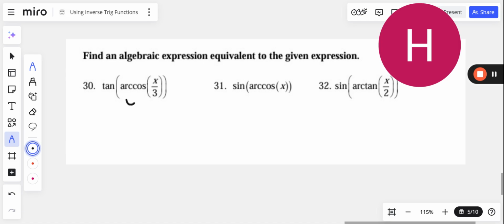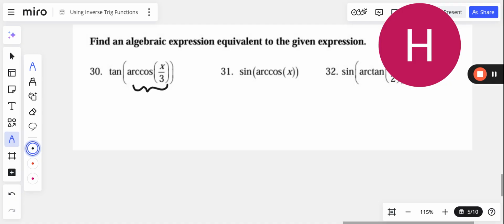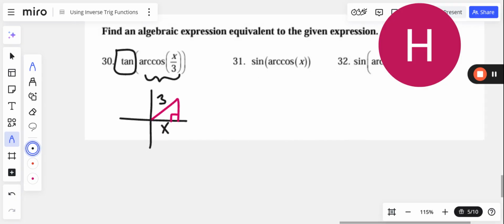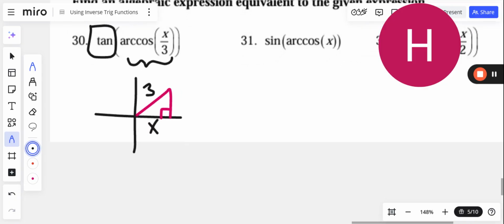Let's go. We're starting with arc cosine of x over 3. If there's no negative indicated, we can assume that these are nicely in the first quadrant. So we'll draw something like that. Doesn't have to be drawn to scale, just make it arbitrary in the first quadrant. And the cosine is defined as the adjacent over the hypotenuse. So that means that this is the x side, this is the 3, and we're looking for the tangent of that. So we need the opposite and the adjacent.